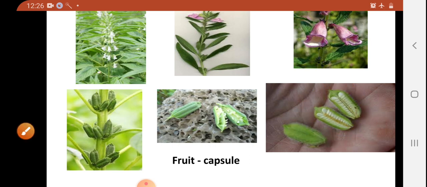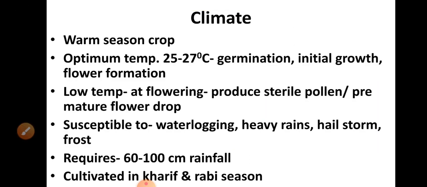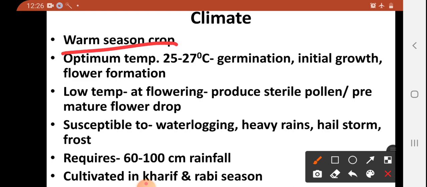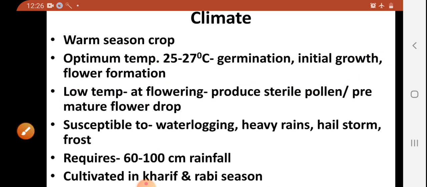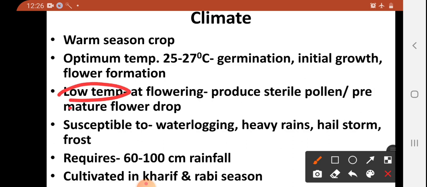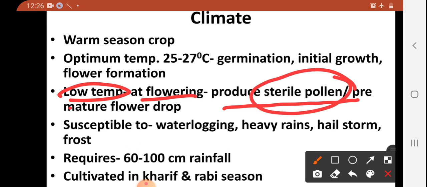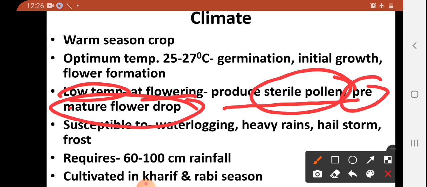Okay, let's move to the next, climatic requirement. See, this sesamum is a warm season crop, and this crop requires 25 to 27 degrees Celsius for germination, for the initial growth stage, and up to flower formation. But at the time of flowering, if a lower temperature is there, this lower temperature produces sterile pollens, or there may be premature flower drop, and this kind of situation affects the yield of this crop.